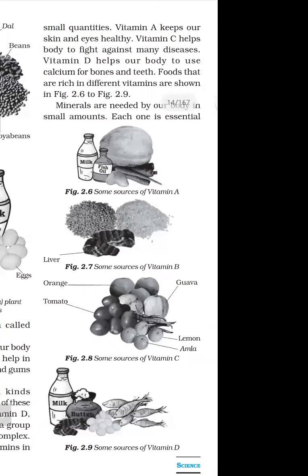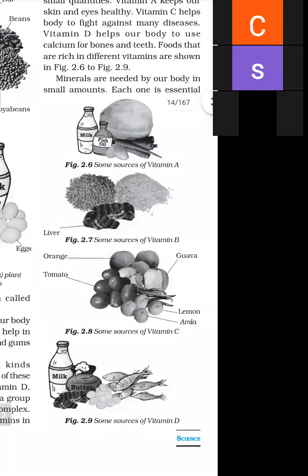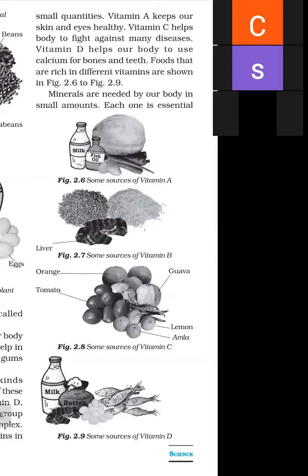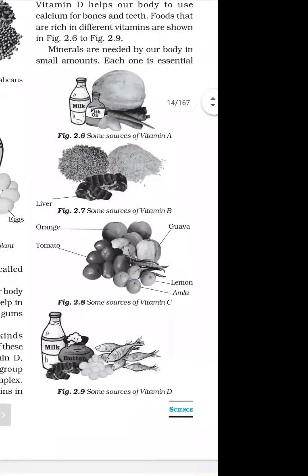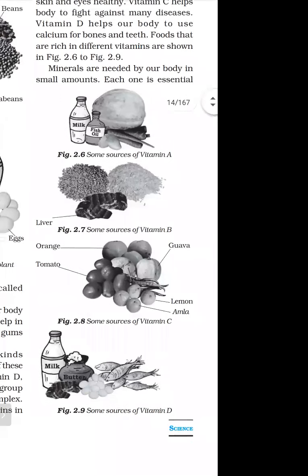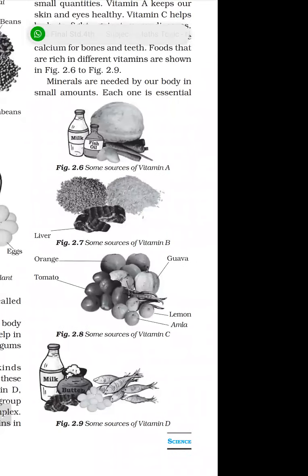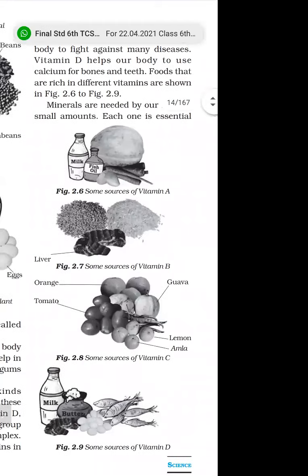And next, what is the function of vitamin B? Rice, liver, and dal are the sources of vitamin B. Next is vitamin C. How can we obtain vitamin C? Vitamin C can be obtained from citrus fruits such as tomato, orange, lemon, and amla. And what is the function of vitamin C? Vitamin C helps us to fight against many diseases. Next, what is the function of vitamin D? Vitamin D helps our body to use calcium.